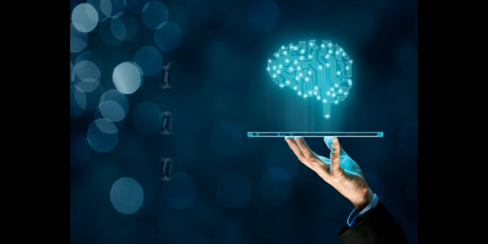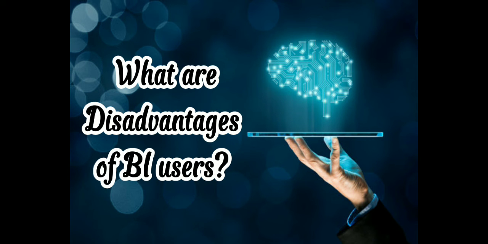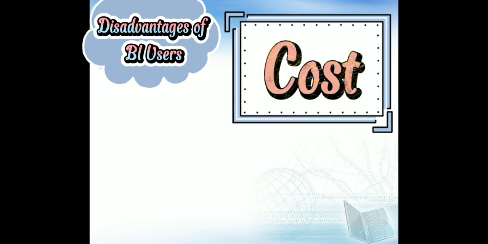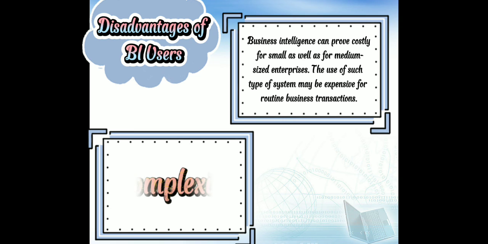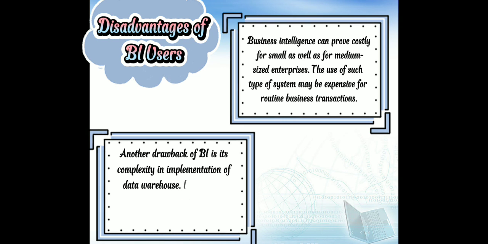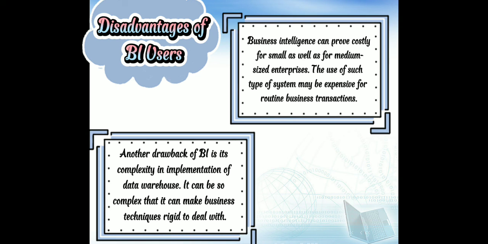Number 10. What are the disadvantages of BI users? Cost. Business intelligence can prove costly for small as well as for medium-sized enterprises. The use of such a system may be expensive for routine business transactions. Complexity. Another drawback of BI is its complexity in implementation of the data warehouse. It can be so complex that it can make business techniques rigid to deal with.